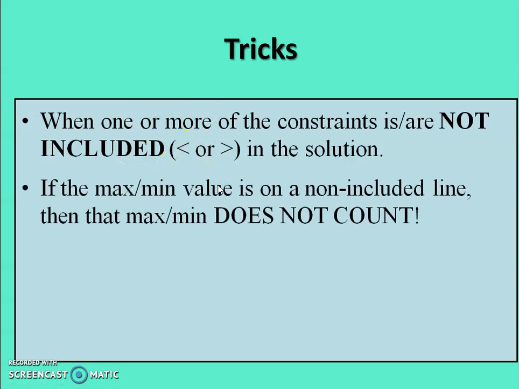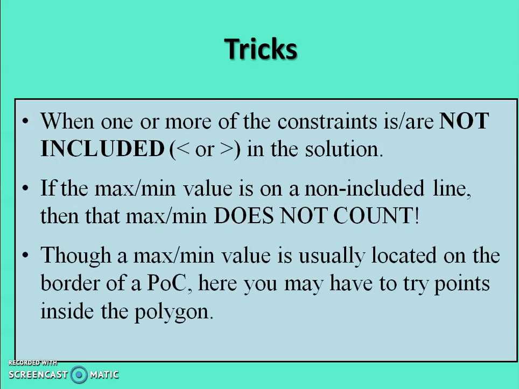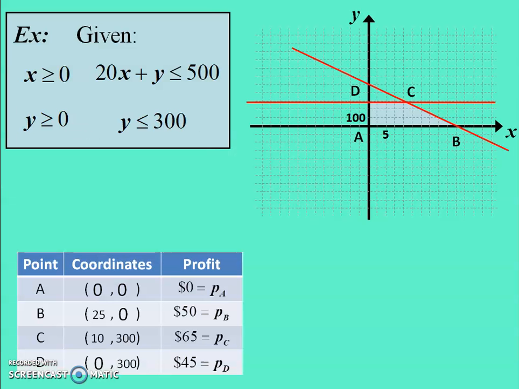If that is the case, then even though typically the rule is that the maximum or the minimum has to occur on the outside, on the border at one of the vertices, that is not true here, because anything on a broken line does not count. It's not included. So even though you will still have to do the work to find the coordinates of a polygon of constraint vertex, that might not be the best point. You might have to look inside. So here's an example.